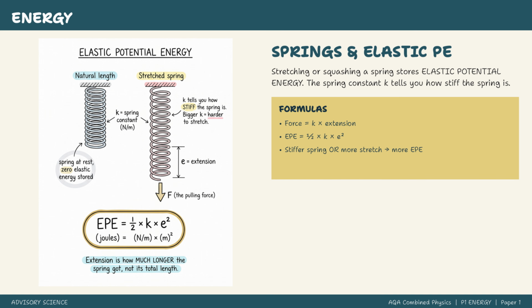The spring constant just tells you how stiff a spring is, while extension is how much longer the spring got, not its total length. The golden rule for these questions is that in a perfect system with no friction, the loss of gravitational potential energy perfectly equals the gain in kinetic energy. If an exam question says a falling object drops and loses 100 joules of gravitational potential energy, you do not need to do any more maths to find the kinetic energy at the bottom because it's exactly 100 joules.